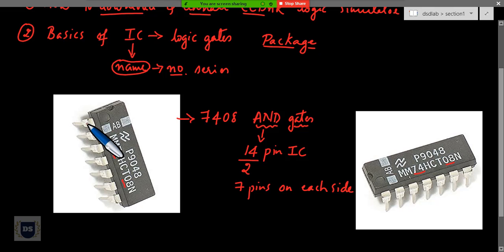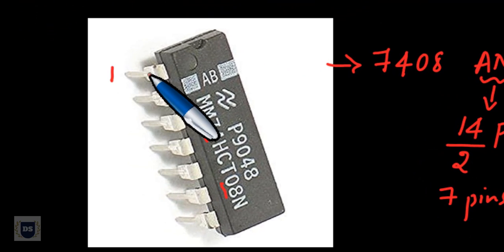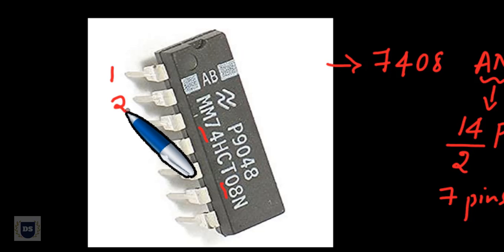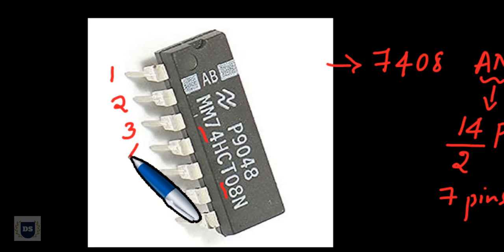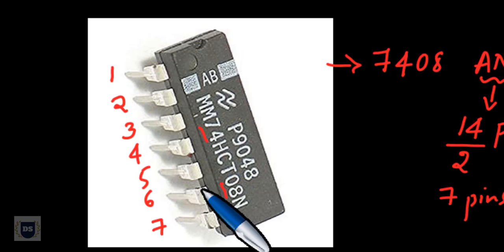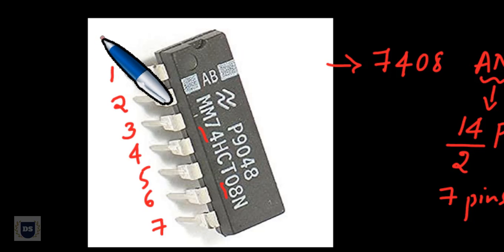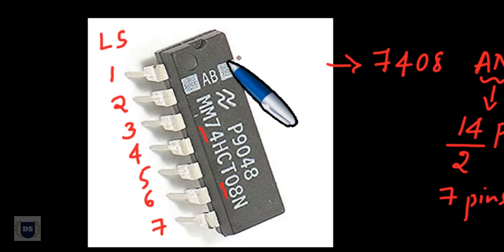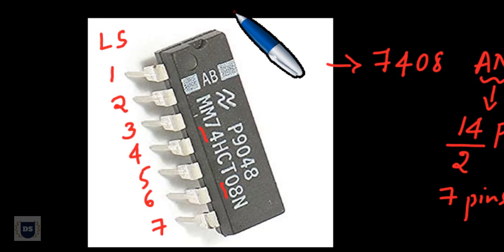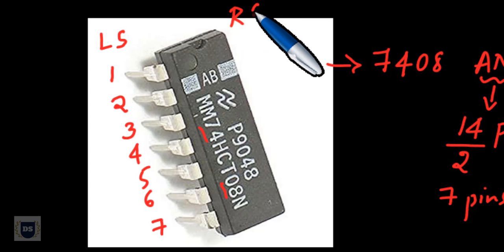If I start to count from here, this is my pin number 1, this is pin number 2, this is pin number 3, this is pin number 4, this is pin number 5, this is pin number 6, and finally this is pin number 7. So there are 7 pins on each side. I can think of this as the left side of my IC, and in a similar way I'll also have 7 more on the right side of my IC.